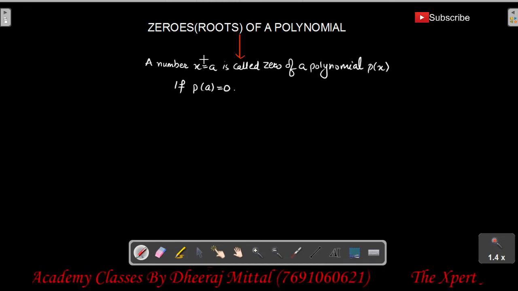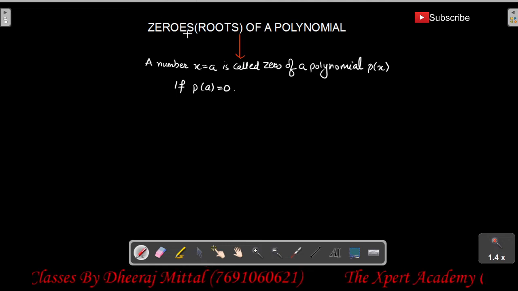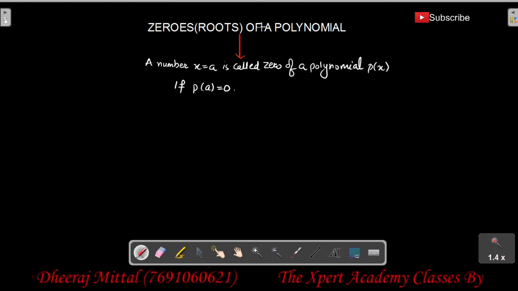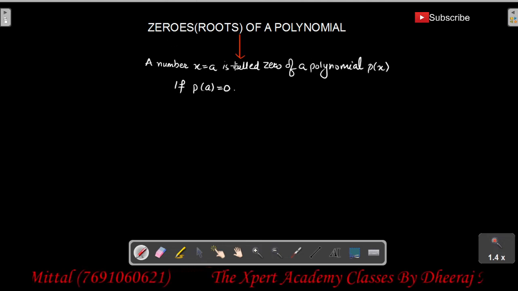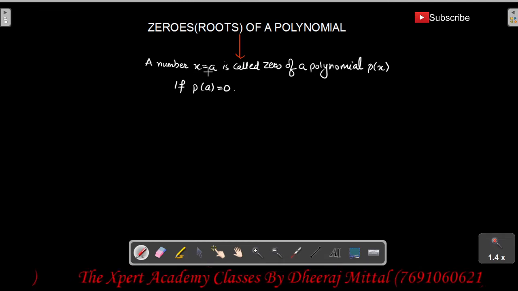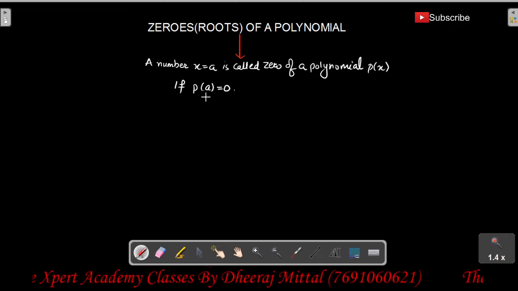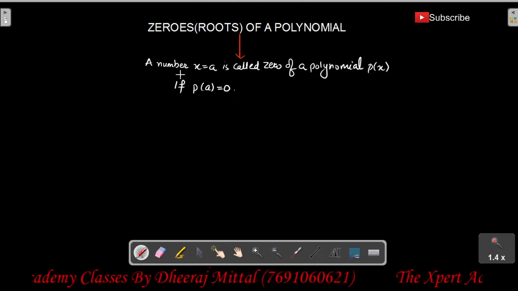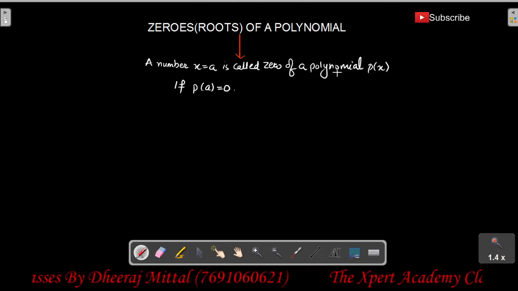What does it mean? If we want to find the zeros of a polynomial, we can put some value in place of x, and if by putting that value we get 0, then that value is known as a zero of the polynomial.